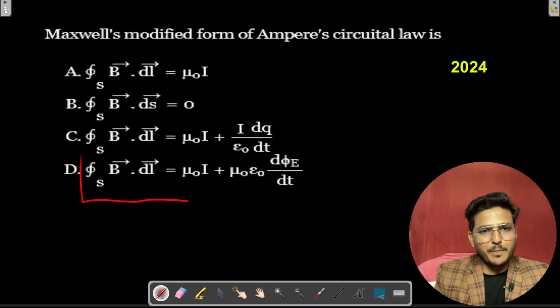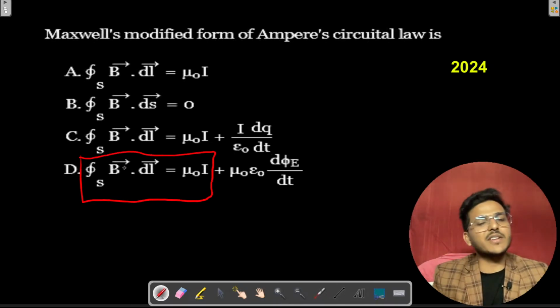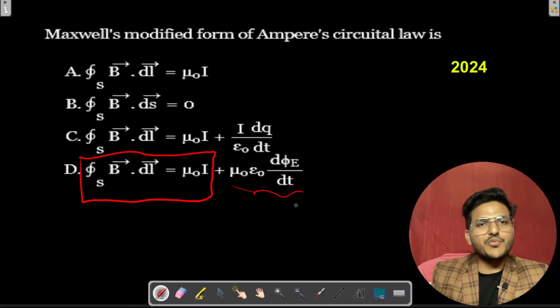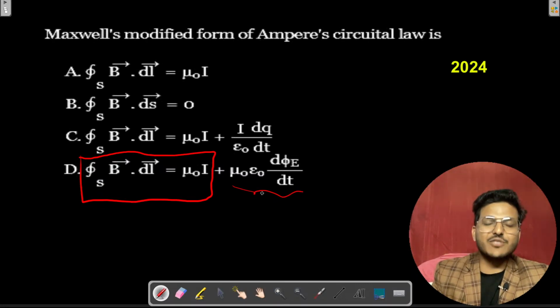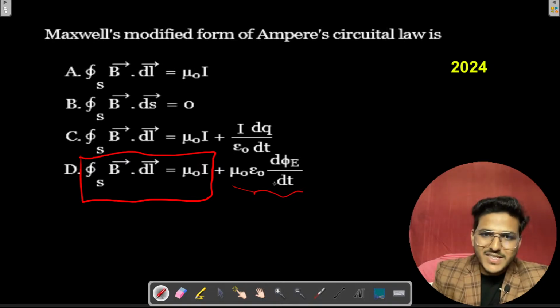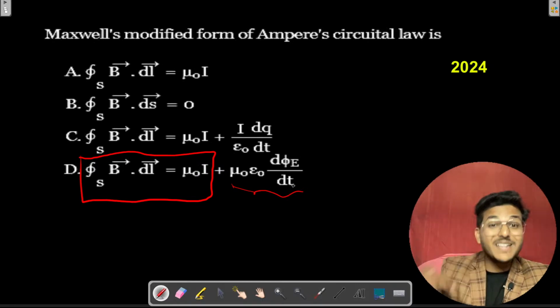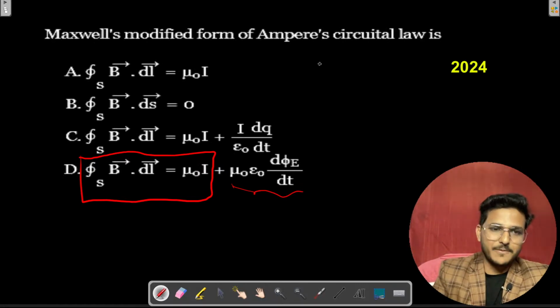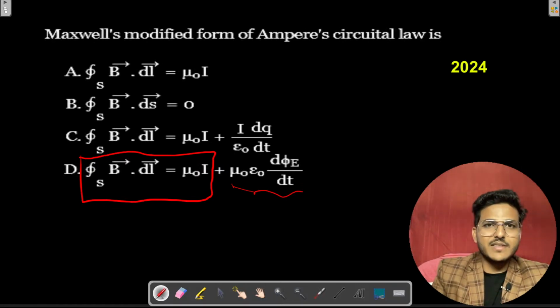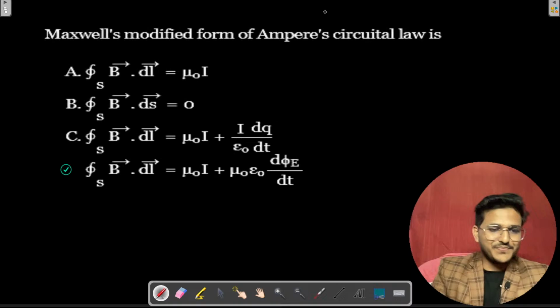This is basically Ampere's circuital law, and this one comes from Maxwell's modification. Maxwell's modification is what? This is basically current in free space, that is Maxwell current. All right, D option is the correct one. That's great.